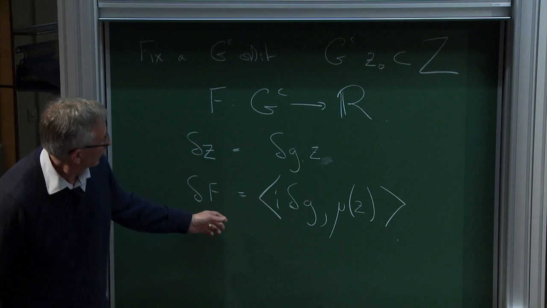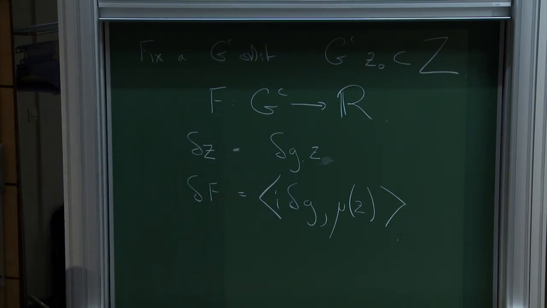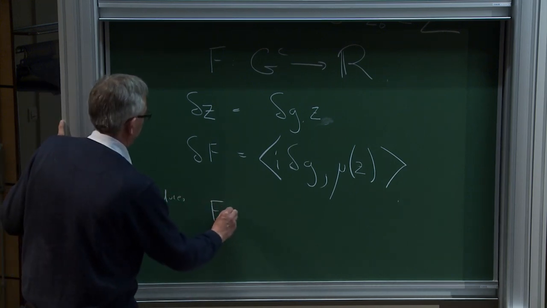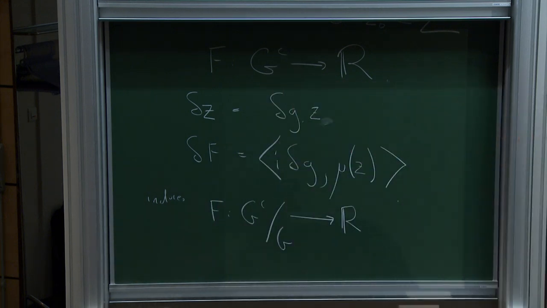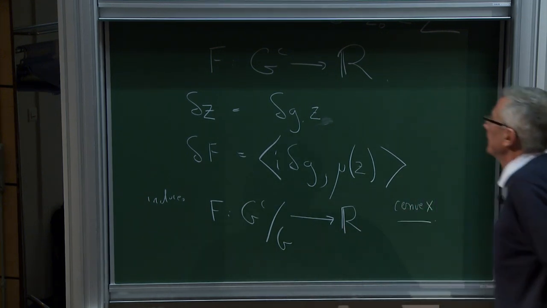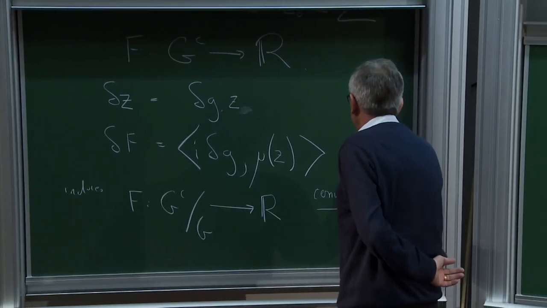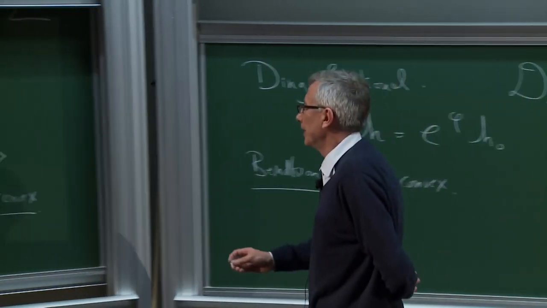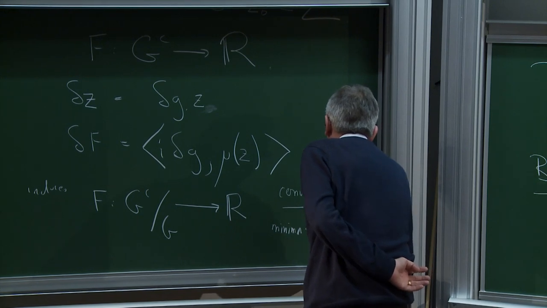So essentially we're saying that we rotate this moment map by a factor of i, and then that gives the derivative of a function on G complex. But actually this is G invariant, so it induces a function F from the symmetric space G complex over G to R. And this always has the property that it's convex. This is a convex function, which you can write down. The critical points, which are just going to be the minima because of the convexity, correspond to solutions of mu equals zero.